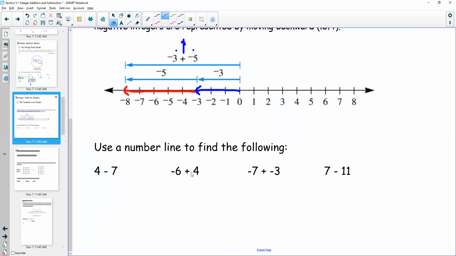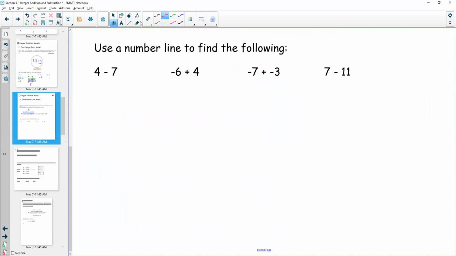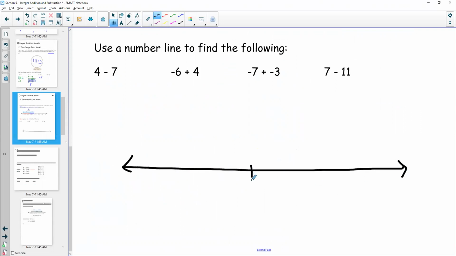So do these on a number line. I'm going to draw one big old number line, and then I'll use different colors. So here's my number line. You try them while I'm drawing. Okay, 0. A couple more digits here.